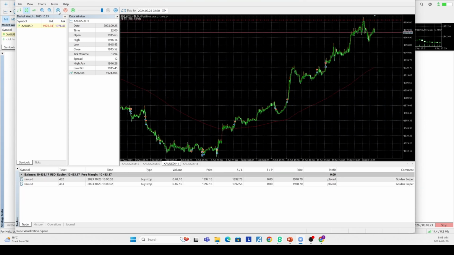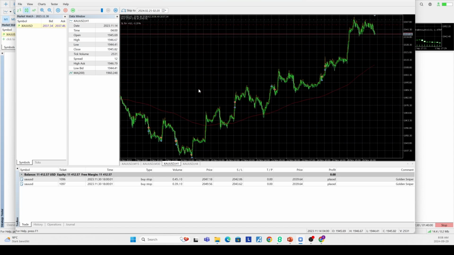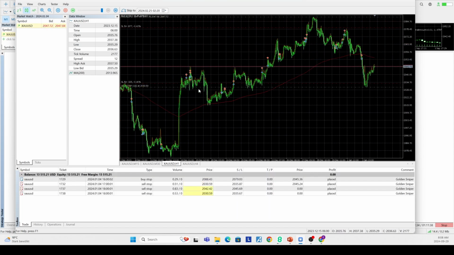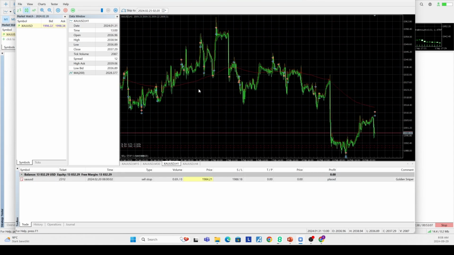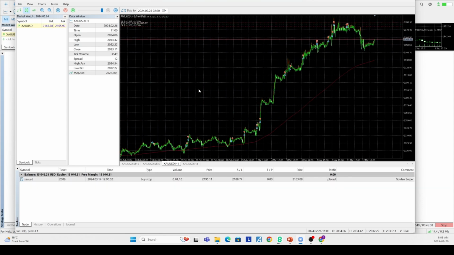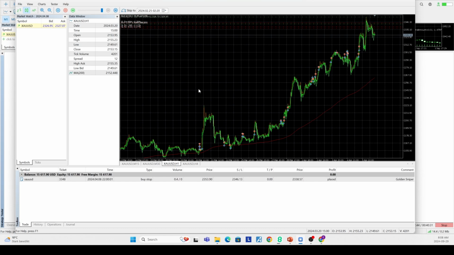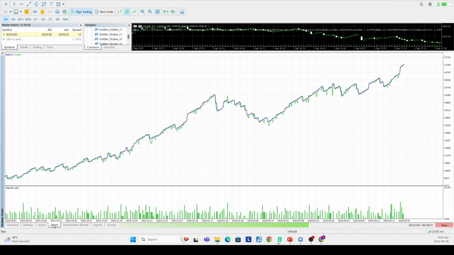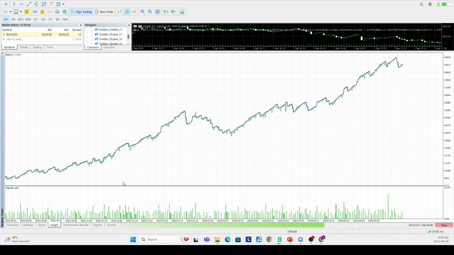Let's quickly run this visual backtest just so you can see how it works. Essentially, as you can see, the strategy which I described is taking place. It's identifying key support and resistance levels using areas of pivot points and making money accordingly. Let me quickly minimize this window so we can see the graph progress. As you can see, it's a very profitable system.